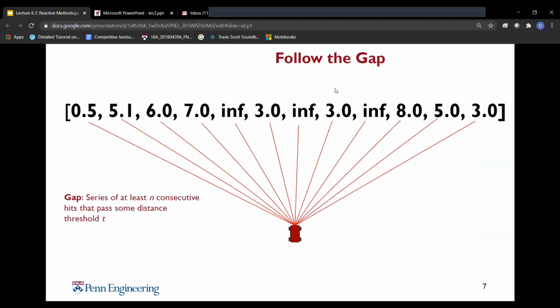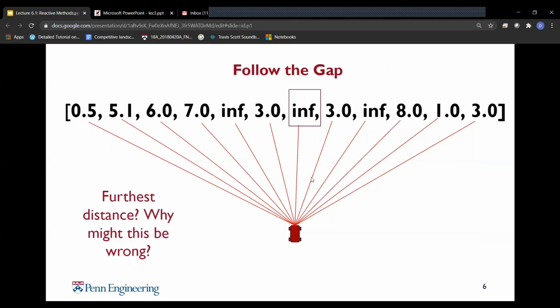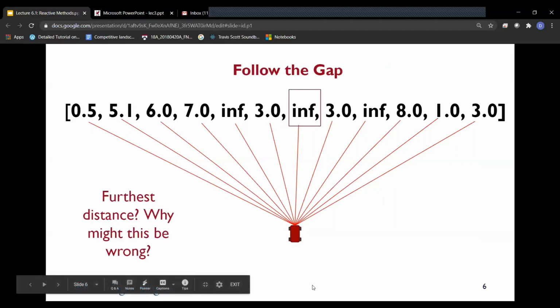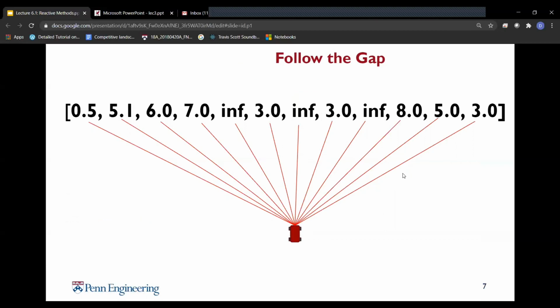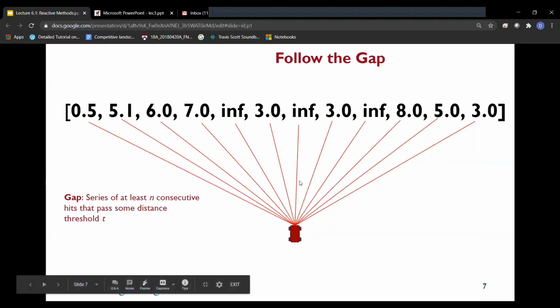Of course, getting stuck between two gaps isn't the only issue with this furthest distance following algorithm. It's just one of the most obvious ones. So that motivates the follow the gap algorithm. A gap is considered a series of at least n consecutive hits that pass some distance threshold t.